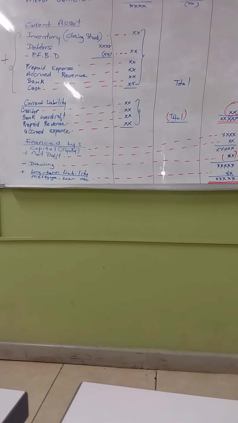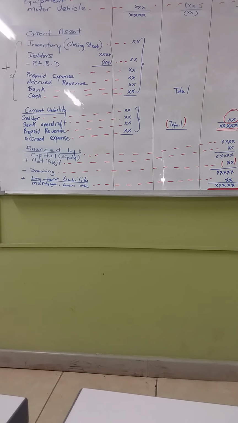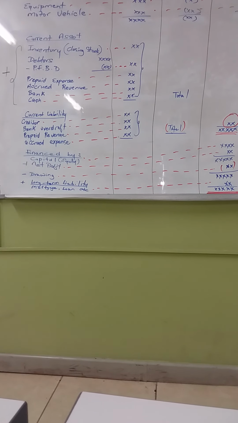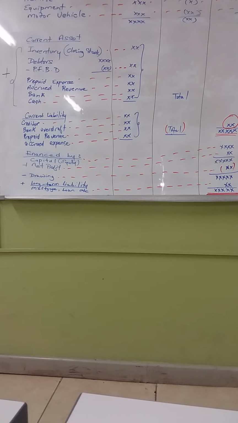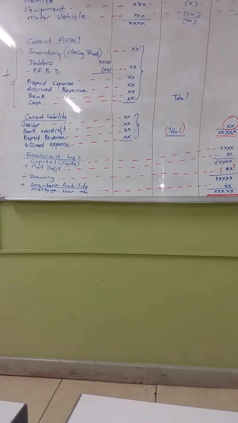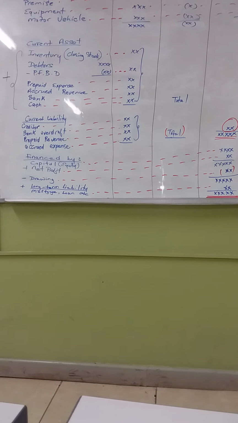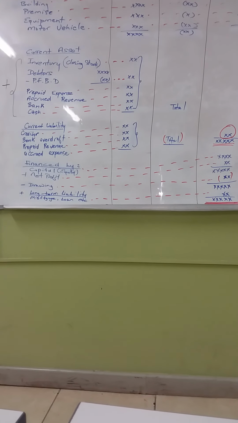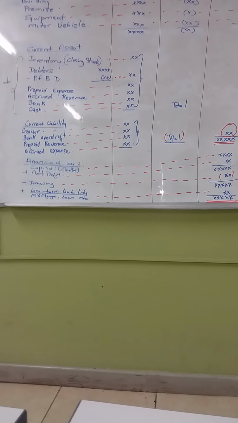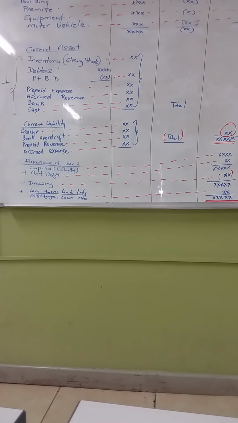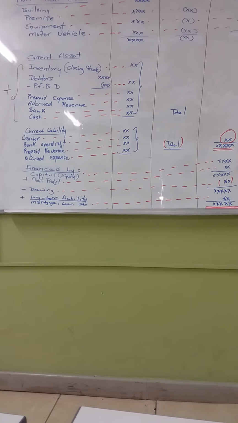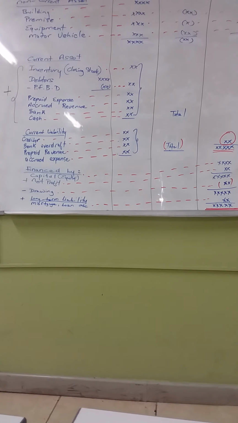Followed by bank overdraft. Now mind you, you would not have a bank balance in the current assets and also a bank balance in your current liabilities at the same time, unless there are two different bank accounts. If the money in the bank is your money, it would be on your current assets, because it's an asset to you.